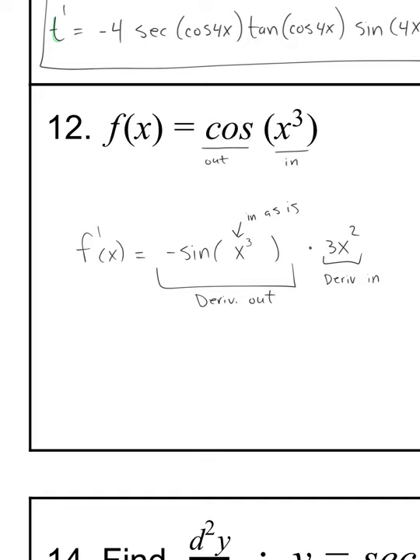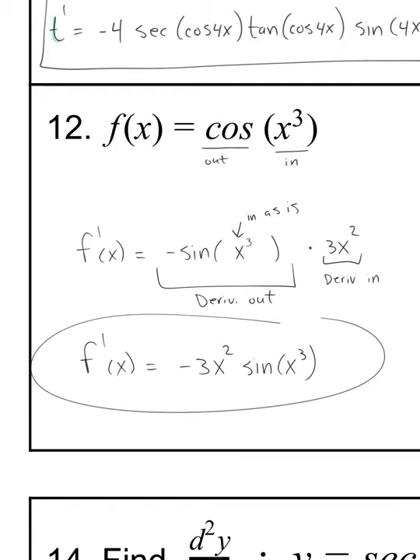To simplify this thing, we've got to get that 3 out front. So we put negative 3, I'm going to put the x squared with it, and then sine of x to the third. All right, that was a lot easier.